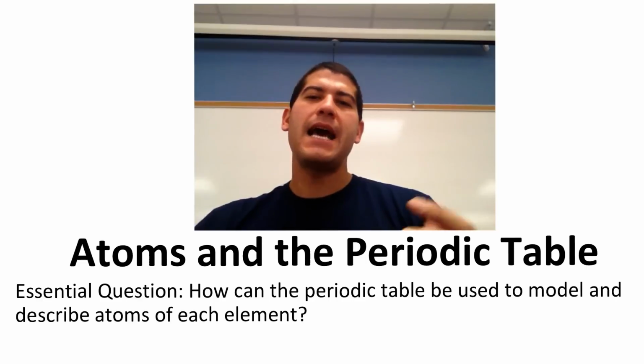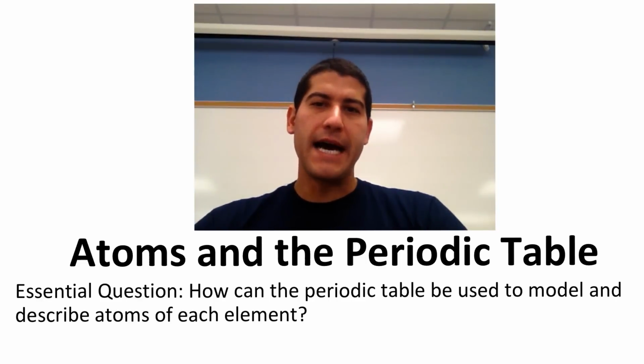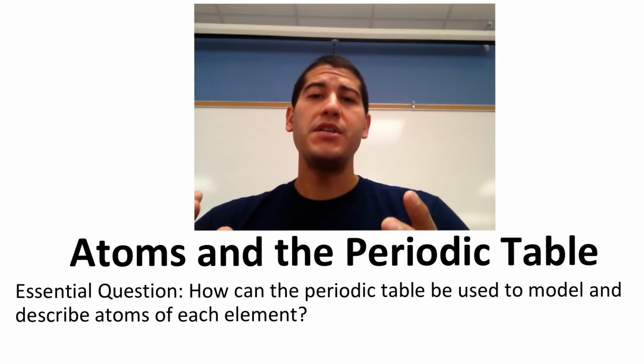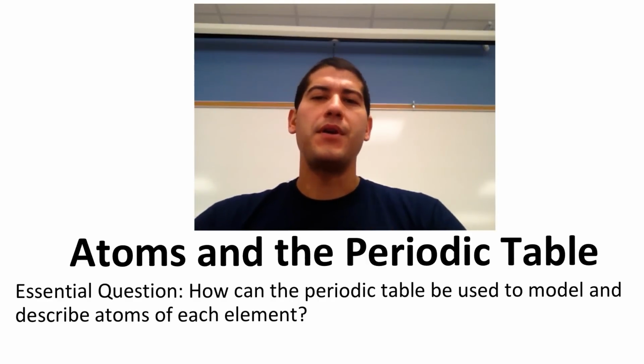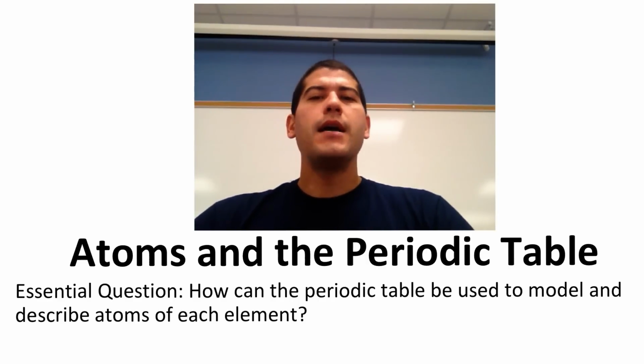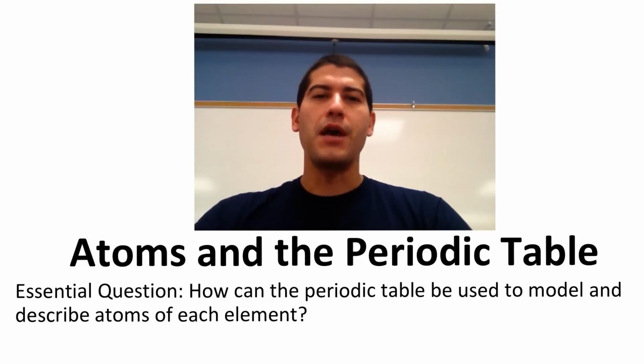Now that we've seen how models of the atom have changed over time, and because we've determined which model we'll be using to learn about chemistry, we're ready to talk about the periodic table of elements. Go ahead and pause the video so you can write the essential question at the top of your Cornell notes.